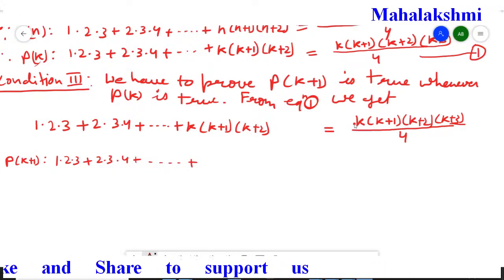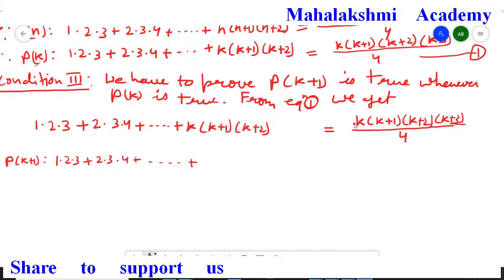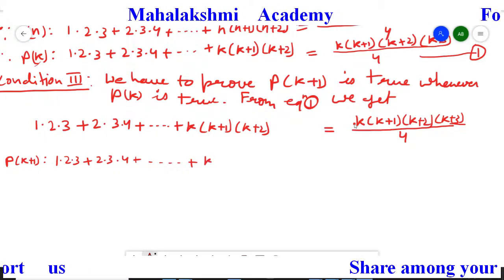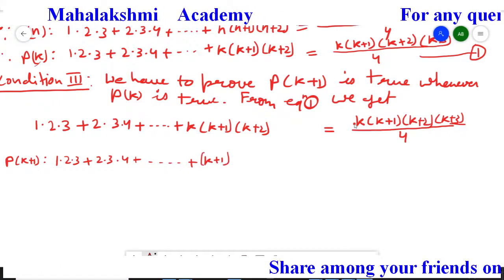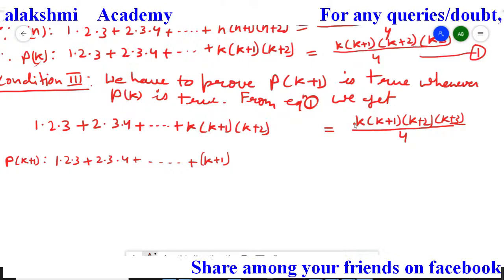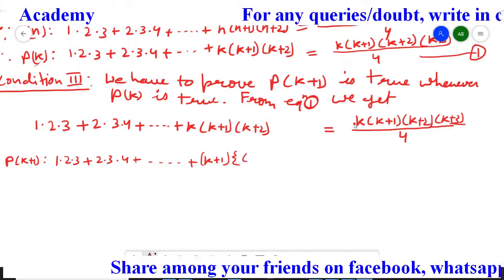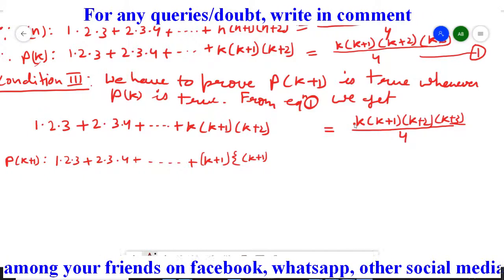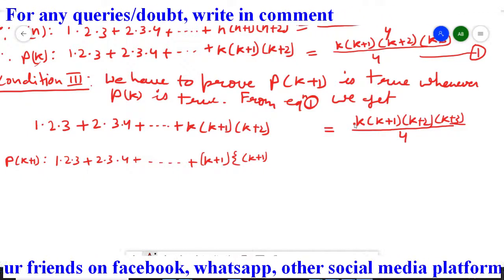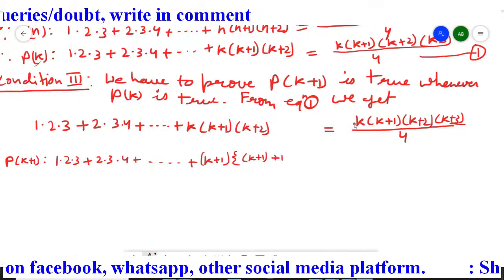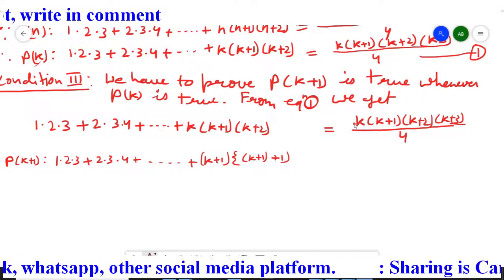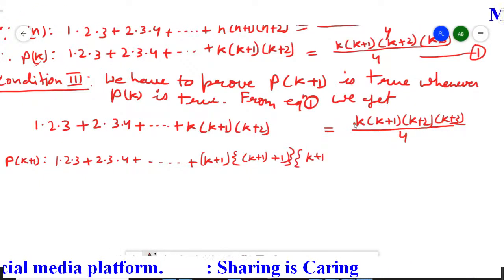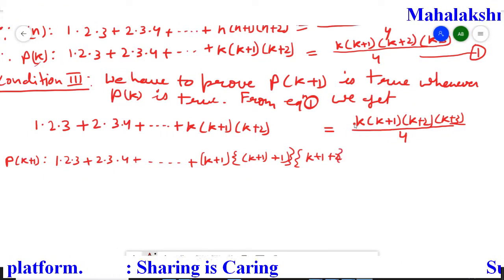So here just compare it. When you have k, that time you wrote k. So when we have k plus 1, what we have to write here, k plus 1, then k plus 1 plus 1, and then k plus 1 plus 2. So here you have k plus 1, and in k plus 1 again just add plus 1 because we had done plus 1, and then plus 2. That is k plus 1 plus 2. So like this.